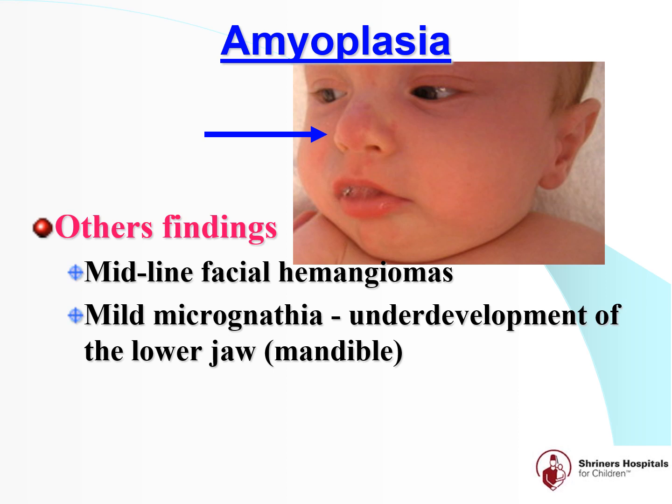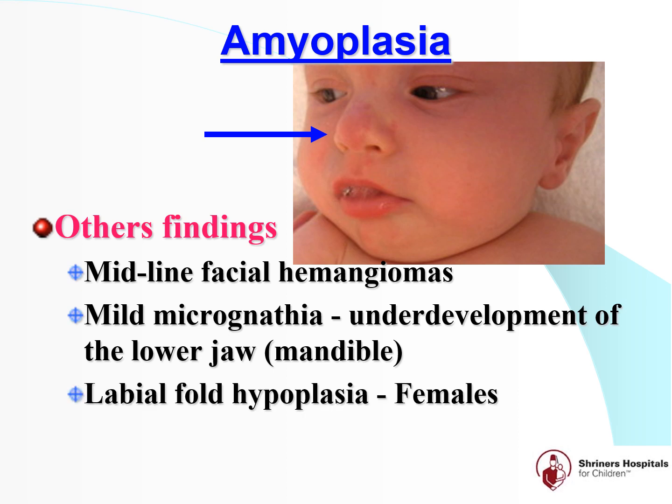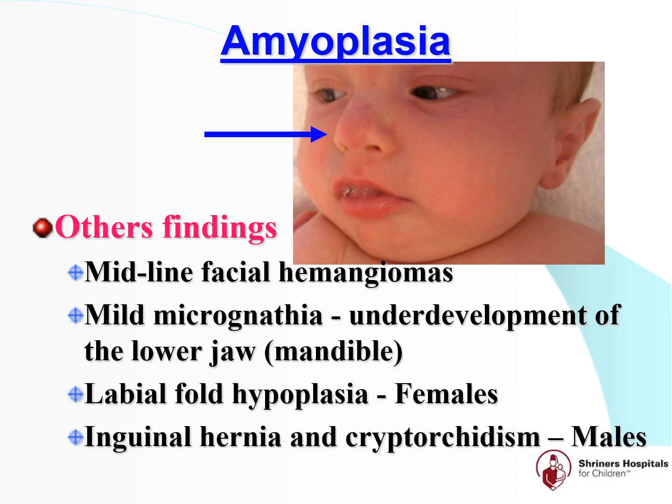Other findings are a midline hemangioma of the face that can involve the forehead, nose, or chin areas. They can have an underdeveloped jaw. In girls, the labial folds may be underdeveloped, and in boys, there are often hernias or cryptorchidism where the testes are still in the abdomen.